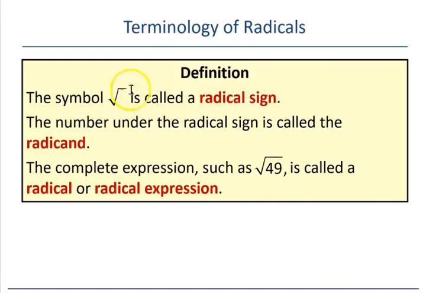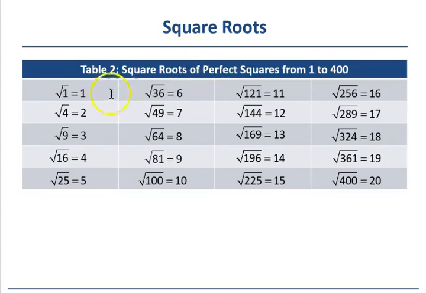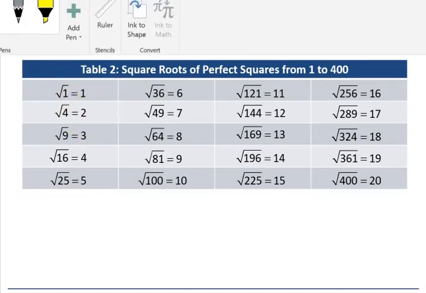The symbol here is called the radical sign. The number under the radical sign is called the radicand. Basically, you're going to see numbers in here. The complete expression, such as the square root of 49, is called the radical or radical expression. Notice what's happening here: when you take the square root of something, you're going back to its original number. Let me give you an example of what they're showing.